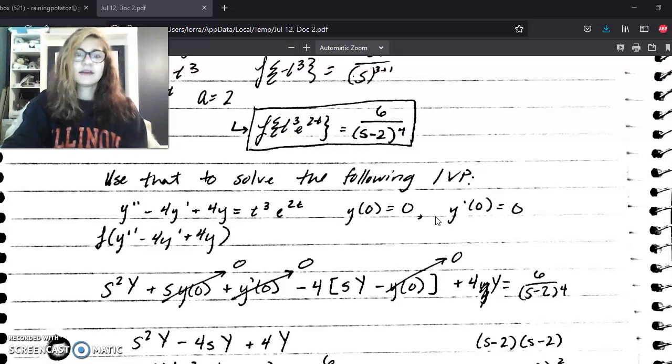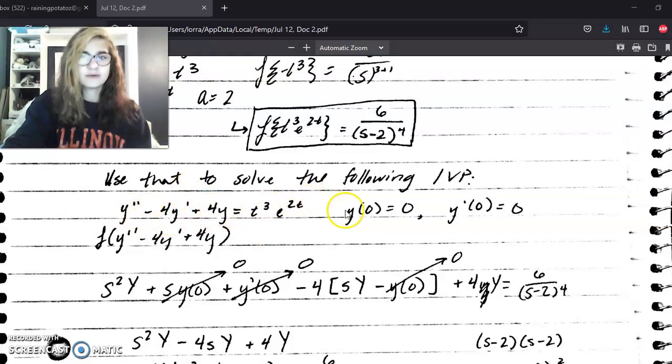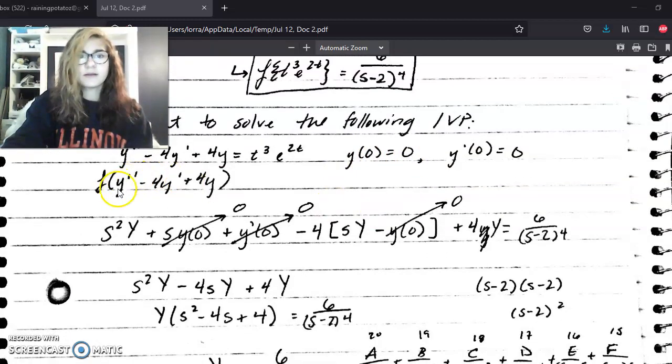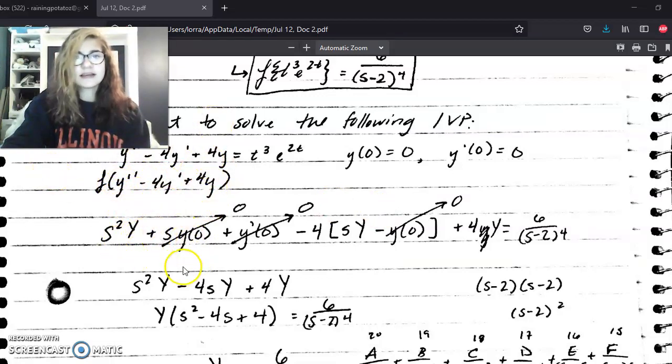And then using that, you can solve the following problem. So y double prime minus 4y prime plus 4y is equal to t cubed e to the 2t, where y of 0 is equal to 0 and y prime of 0 is equal to 0. So you take the Laplace of this side, so you get s squared capital Y minus s times y of 0 minus y prime of 0, minus 4 times the quantity s capital Y minus y of 0, plus 4 capital Y is equal to 6 over (s minus 2) to the fourth. And so here it's stated that y of 0 is 0 and y prime of 0 is 0, so this term cancels out, this term cancels out, and this term will cancel out.